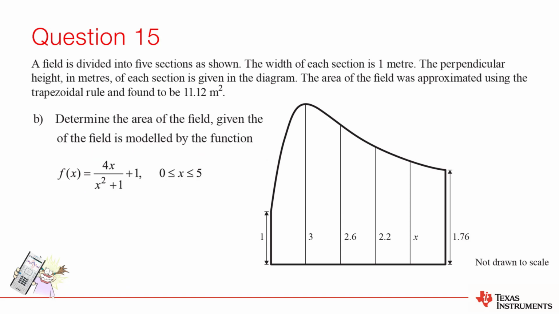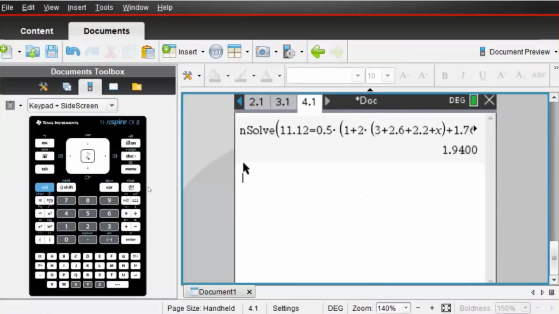Determine the area of the field that is modeled by the function. Well, this time we know that the curve f of x is 4x over x squared plus 1 for 0 less than x less than 5. And what we want to find is the area of that field. Okay, so we just have to evaluate that definite integral and do a numeric integration.